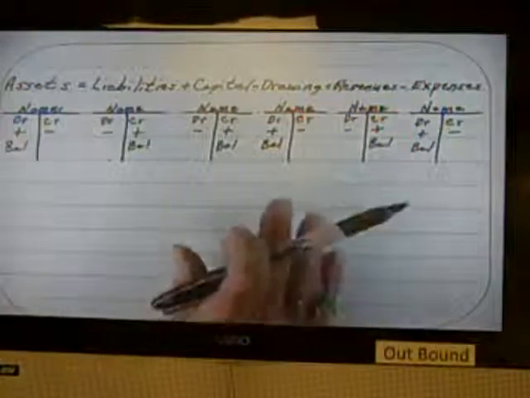So by using these debit and credit rules and learning these debit and credit rules, commit these to memory, we would be able to use these rules and analyze any transaction and determine what to debit and what to credit. Those are the debit and credit rules.